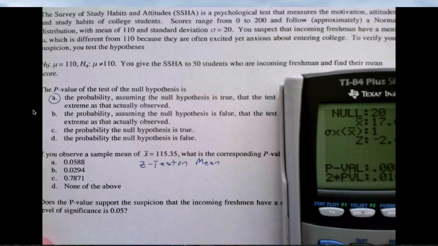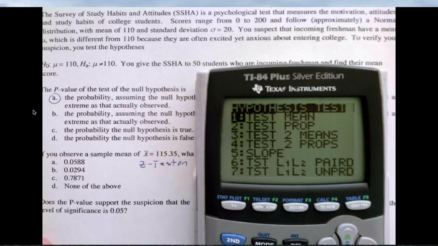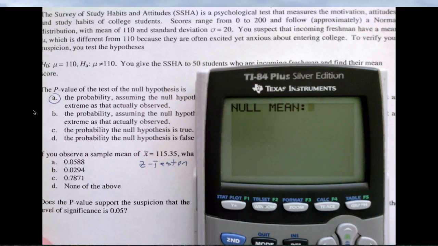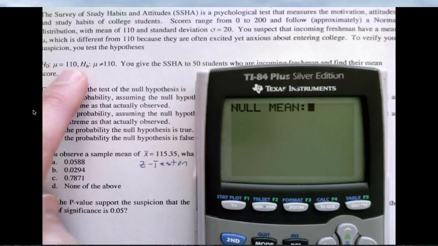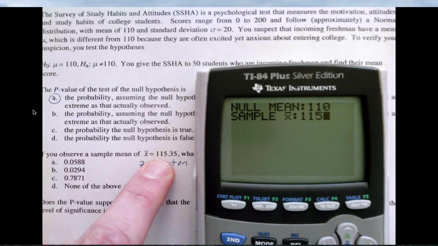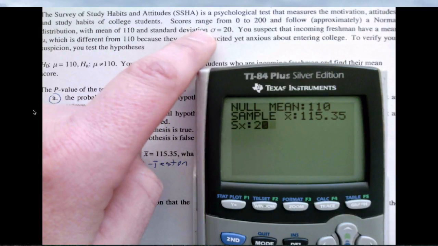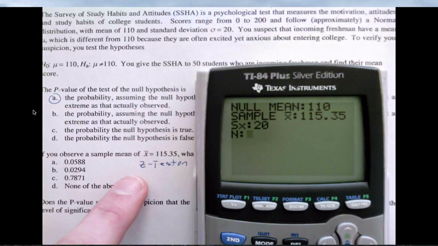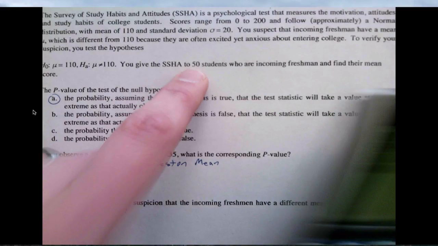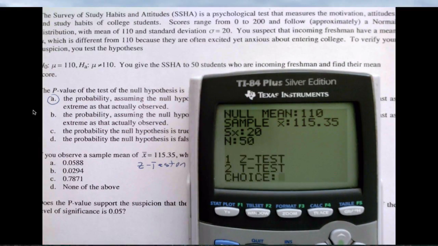All right, got it. So when I go to hypothesis test, okay, on the calculator, we are testing a mean. The null was 110, so again, the null is 110. They said our sample was 115.35. The standard deviation of ours was up here at 20. The sample size here, 50. So we had values found all over the place. And we're going to run a z-test.